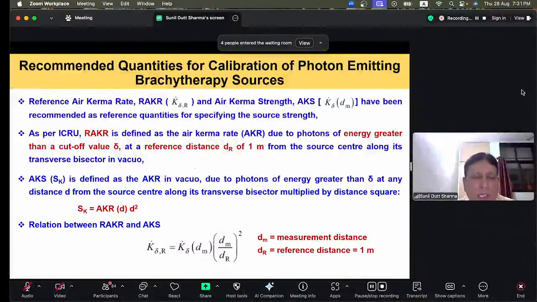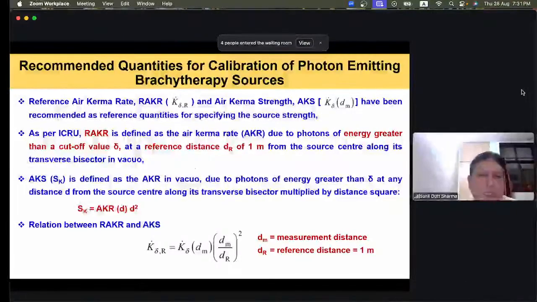but ideally we take a distance from the source which is 10 times the largest dimension of the source. For example, if I am dealing with an iridium 192 SDR source, which has a length of about 5 millimeter, then I will definitely like to have a measurement distance for air kerma strength of about 10 multiplied by 0.5 centimeter. So it is about 5 centimeter. This way you can use this source as a point source. Otherwise, it will not be behaving like a point source.